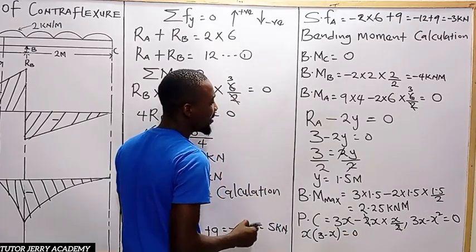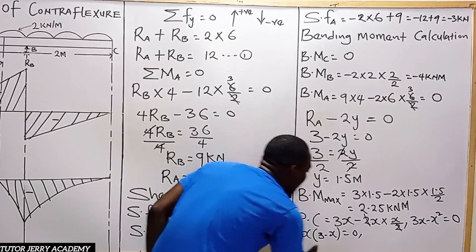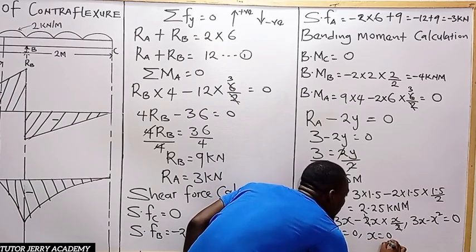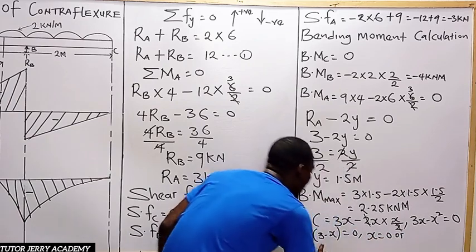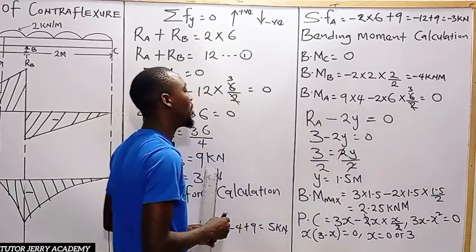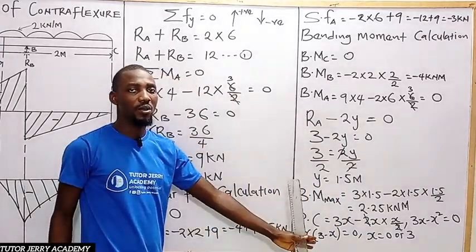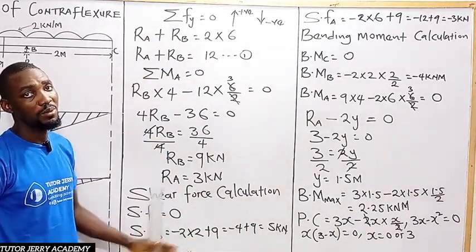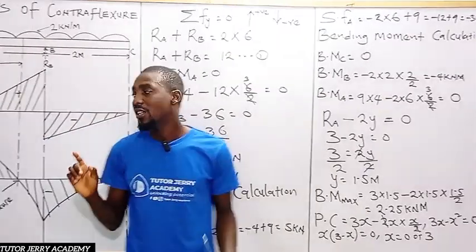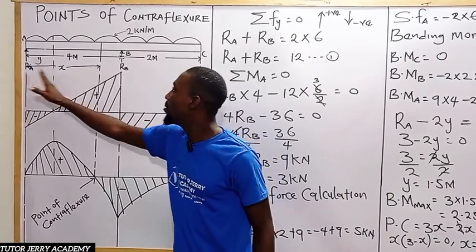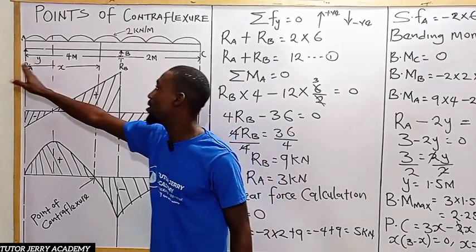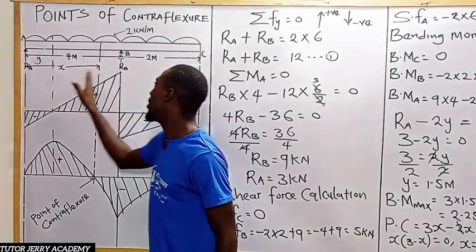All right. So it means that, from the zero law from quadratic, either x is equal to 0 or x is equal to what? You move this to the other side, it means x is equal to 3. So which of the following values is valid? Of course, our x cannot be 0, it must be 3. So it shows that the point of contraflexure is 3 away from what? Point what? From point A. Because we take our bending moment towards this side.